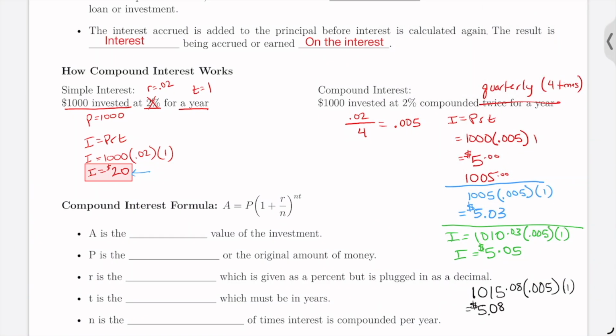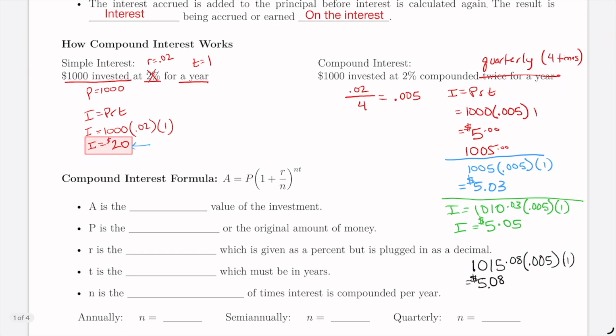I went ahead and rounded to the nearest penny, and then if you go through and add up all of our interest amounts, you can see we actually have $20.16. So when there was no compounding, or when we did this just 1 time per year, we got $20 of interest. When we compounded it twice per year, we ended up with $20.10, I believe. When we did it 4 times per year, we got $20.16. So in general, what we can say is the more times you're compounding, the more money that you'll make.